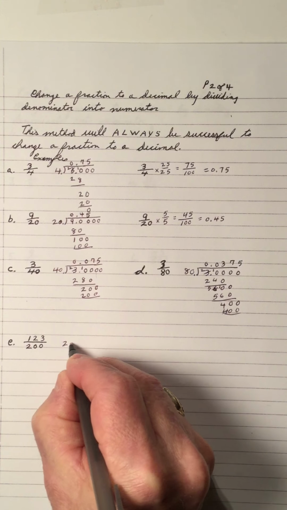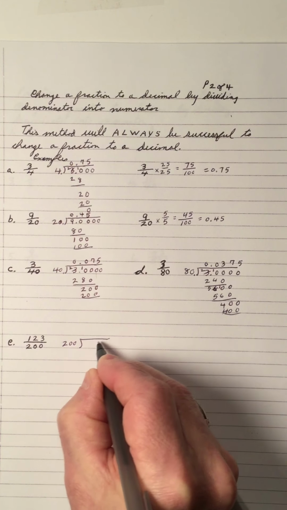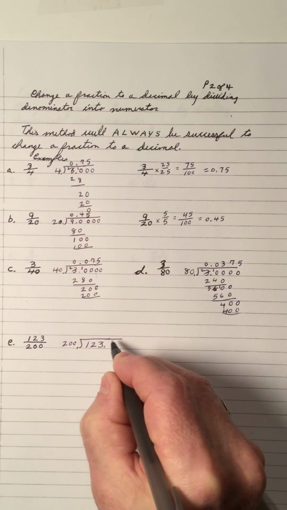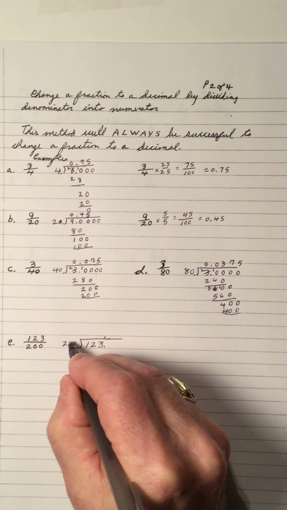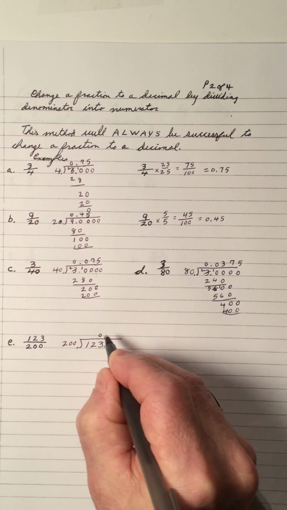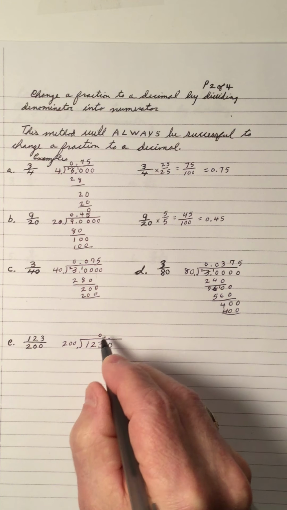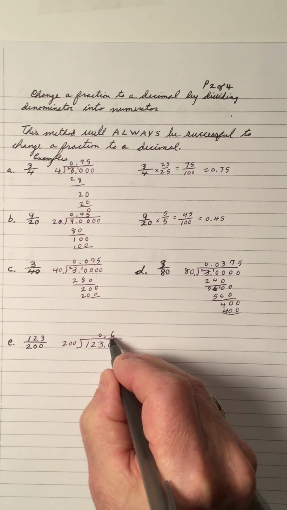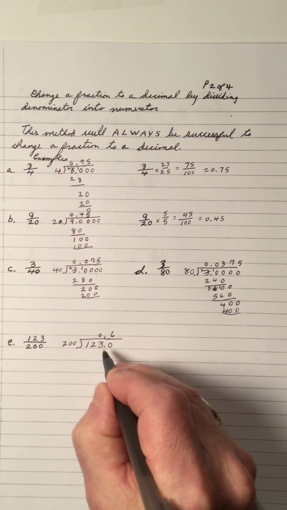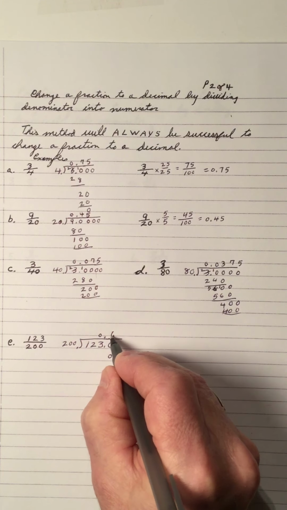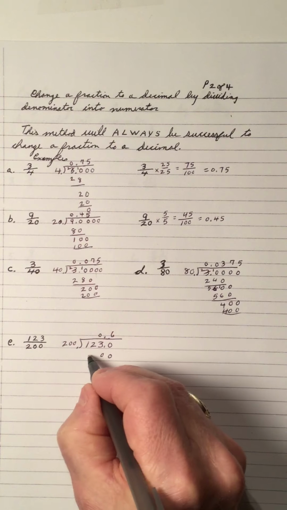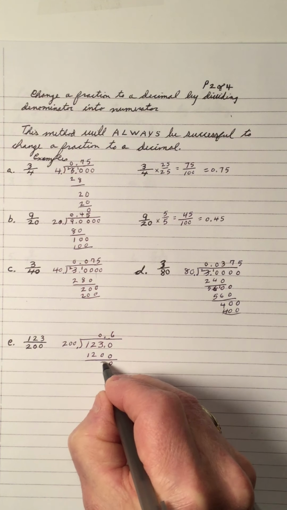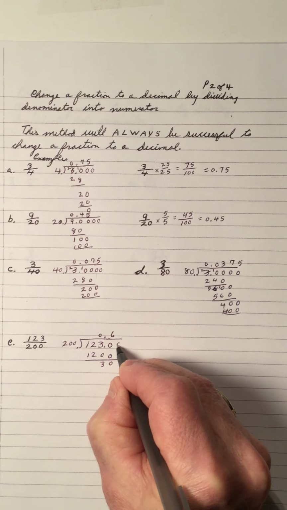123 over 200. 200 into 123. The decimals are on the end. Move your decimal up. This is 200 into 123. Can't go. Try a 0. 200 into 1230. 6. 2 6s makes 12. So 6 times 0 is 0. 2 times 6 is 12. Subtract. We get a 0. 3 subtract 0 is 3. Then we bring down another 0.